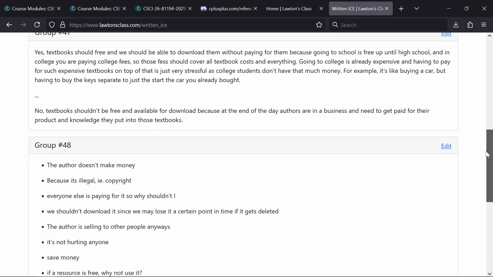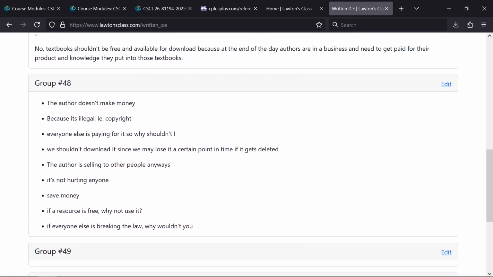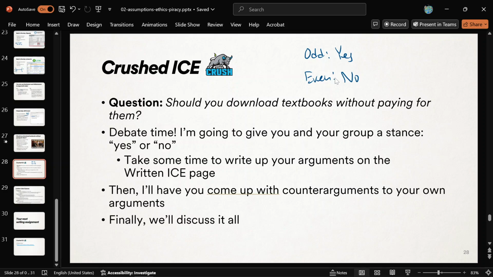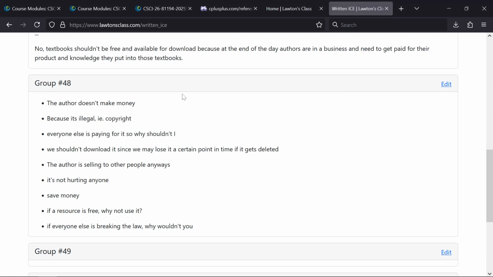So good job, group 47. Let's do one more group. Let's do group 48. So that was an even group, initially saying no, giving some reasons for why we should not steal textbooks. The author doesn't make money, and that's a bad thing. Everybody should always want to make money, right? It's illegal. You can technically get sued for it. That's definitely a good argument.